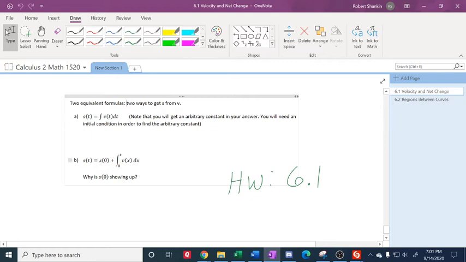And then S of t, the other one is, this one, by the way, would give us an arbitrary constant, but the initial condition, S of 0 equals 0, would tell us what the arbitrary constant was. This next one, another way to get it is you take the integral from 0 to t of v of x dx. Now this looks strange. How come this isn't an x up here?